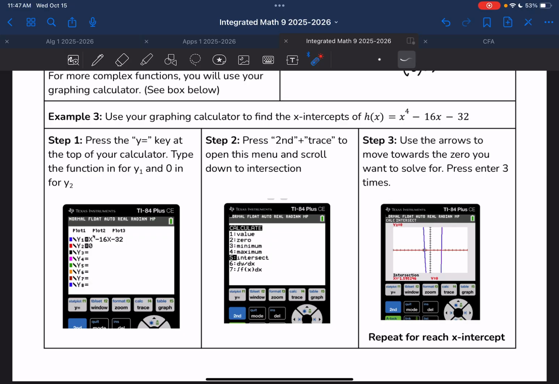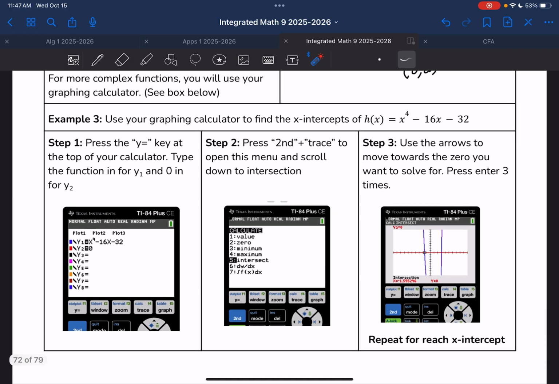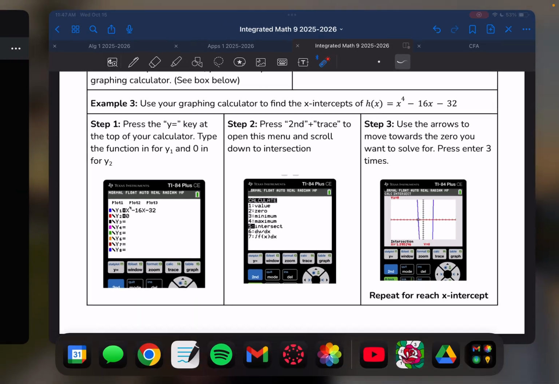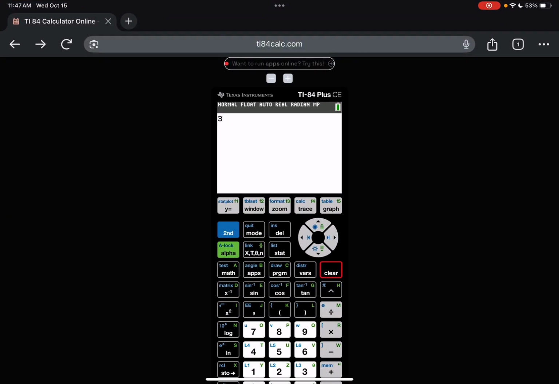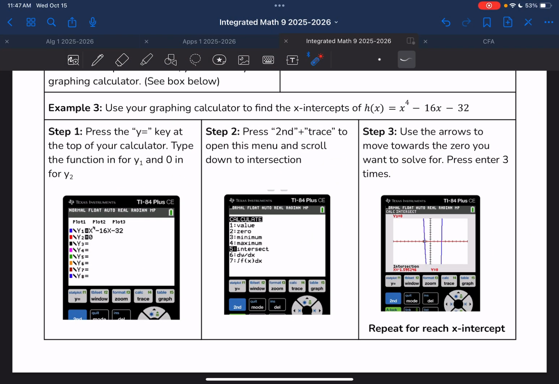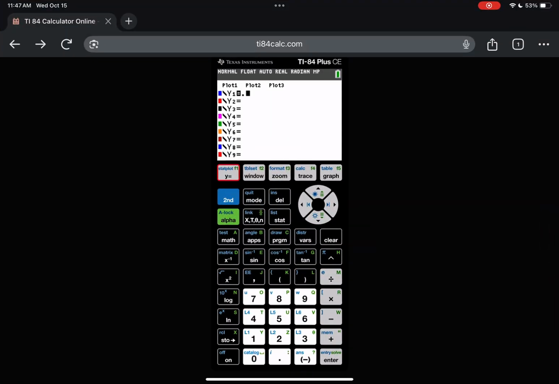So for our example function, we're going to take h of x is equal to x to the 4th minus 16x minus 32. And we want to try and find the x values, the x-intercepts for it. How we're going to do that is go to our calculator. You want to hit this button in the top left that says y equals. And then in y1, you want to type in the function that we have. So for y1, we want to type in x to the 4th minus 16x minus 32.